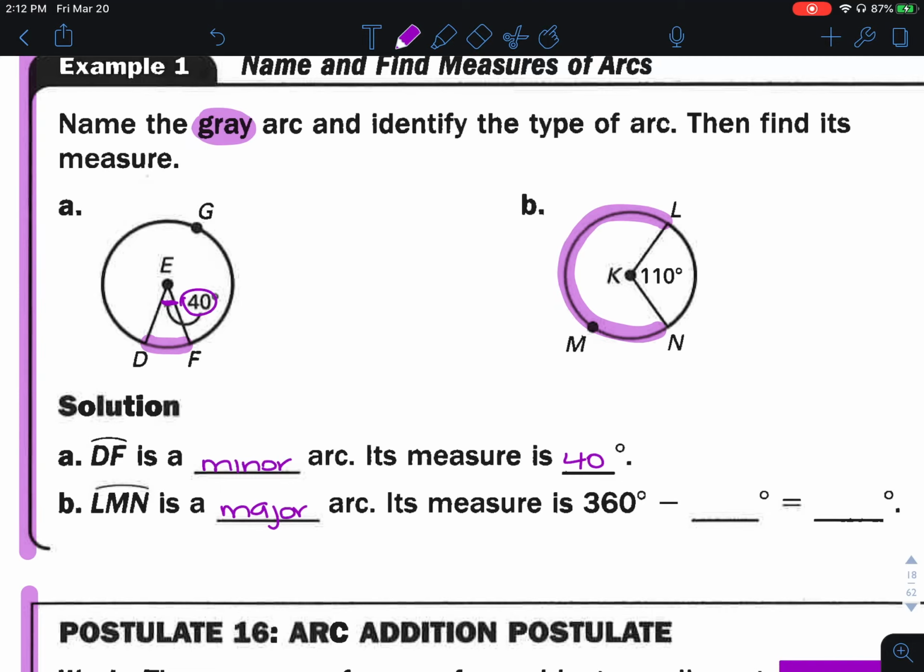So LMN is a major arc. Its measure is 360 minus the minor arc. In this case, my minor arc is 110. Well, 360 minus 110 is 250. So the measure of LMN, which is the major arc, is 250 degrees.